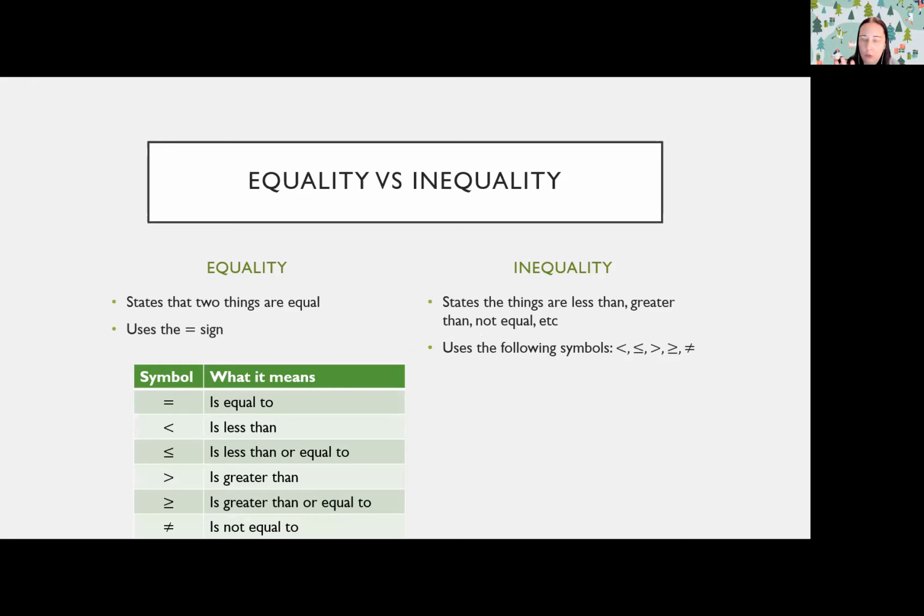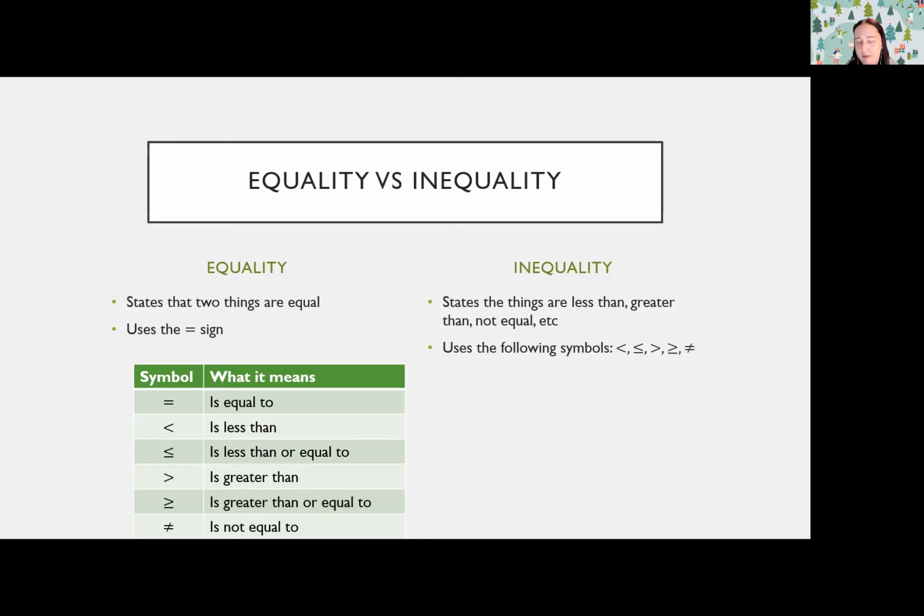Okay, so we're going to be doing things called solving, which involves equal signs, and there's things called equalities and inequalities. So equalities say that the things are equal. So we have what is used, the equal sign. So the left side has to equal the right side. So you don't use that symbol if that is not true.